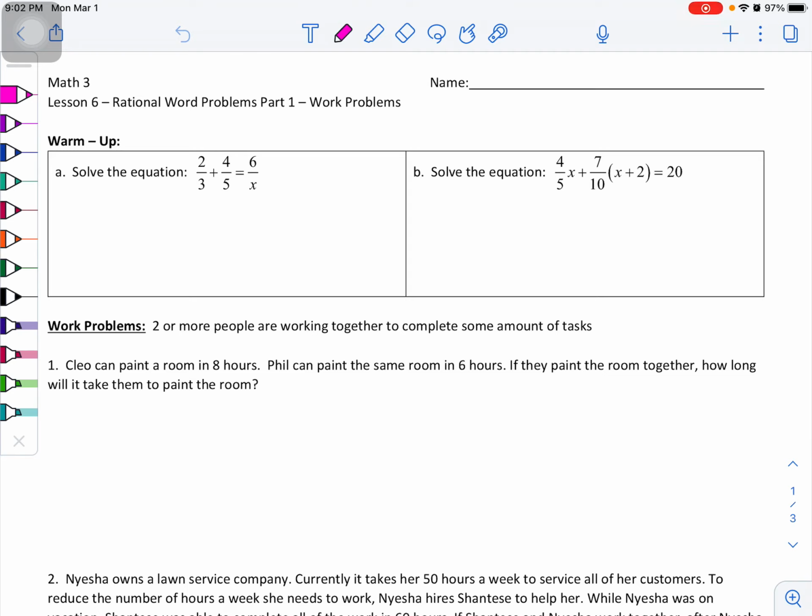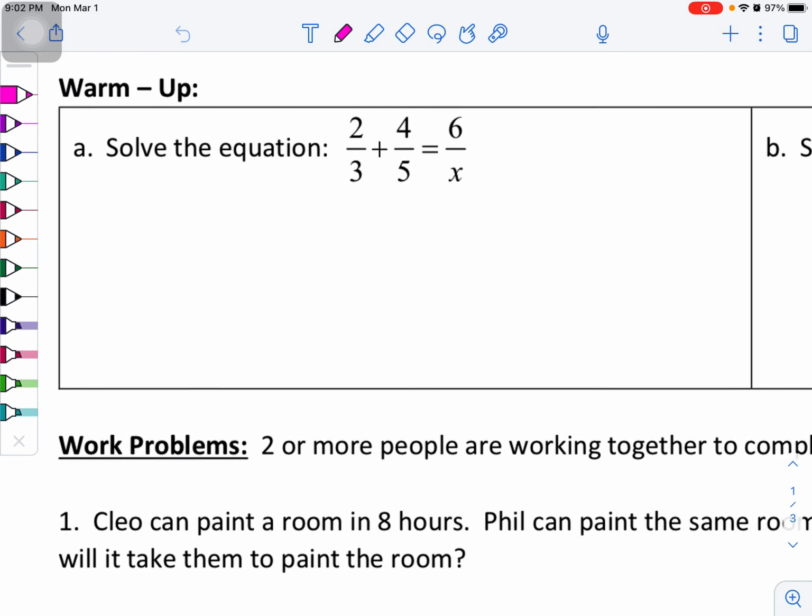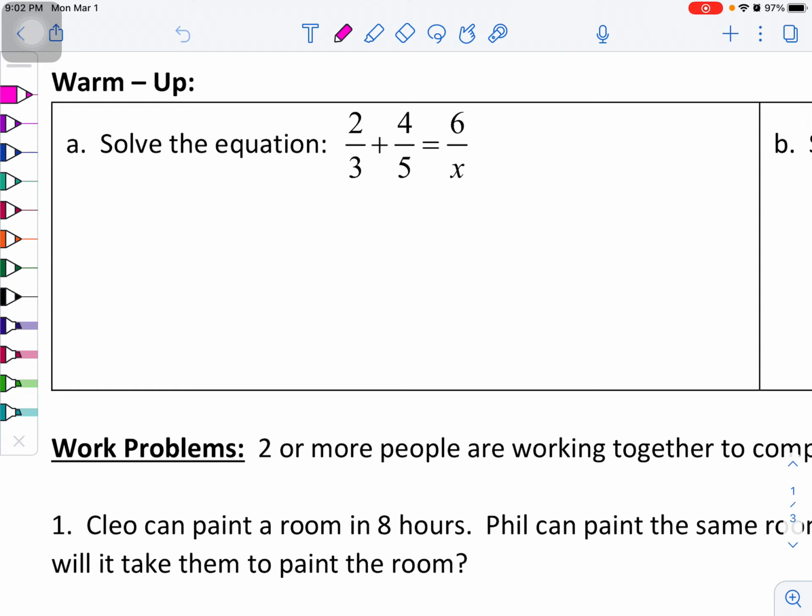In this video, I'm going to work on page 1 of the work problems. And page 1 starts with 2 warm-up questions where you're supposed to solve equations. So I'm going to zoom in on part A.